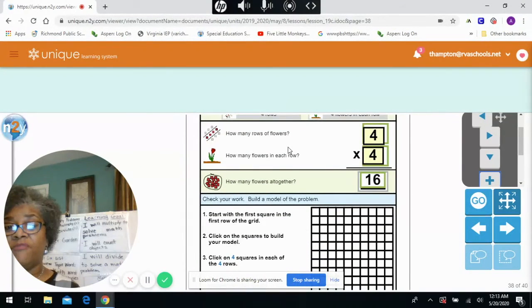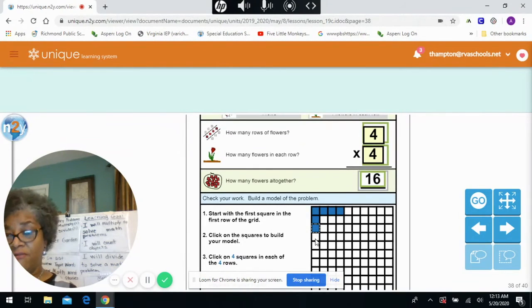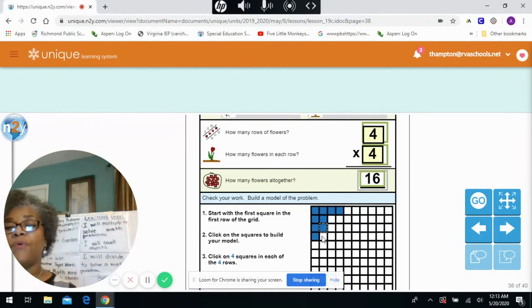Now I'm going to make this a little bigger so we can work this out. It has to be a perfect square. So we're going to start with the first square in the first row of the grid. Then we're going to click to build our model. So we got 1, 2, 3, and 4. Then we're going to fill it in, 1, 2, 3, 4, row after row.